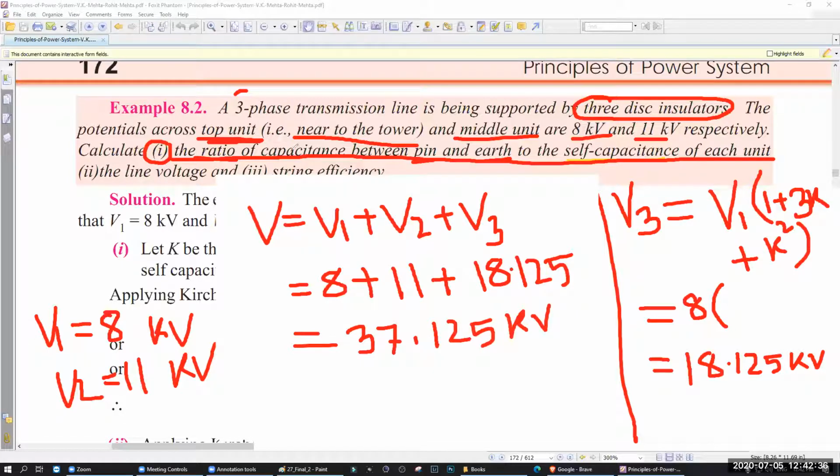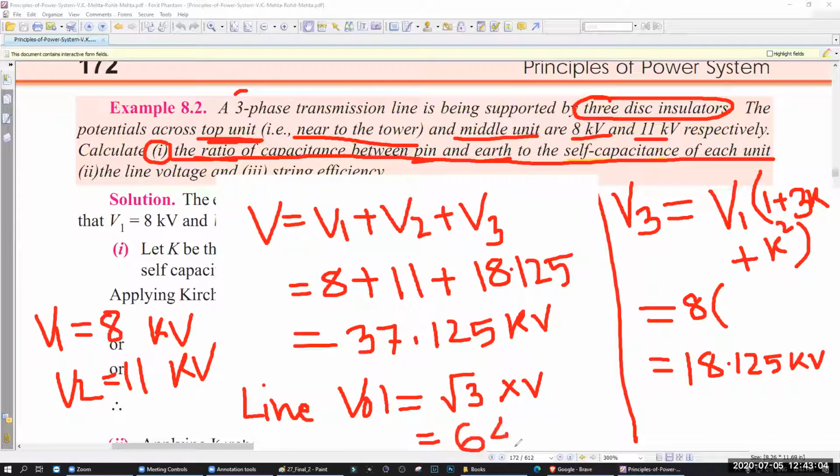kilovolt. But this is not the line voltage yet. They told us to find out the line voltage, right? What is the line voltage? Yes, root 3 times this value, right? If you multiply this with root 3, your value will be 64.3. Understand? Let's check our result.